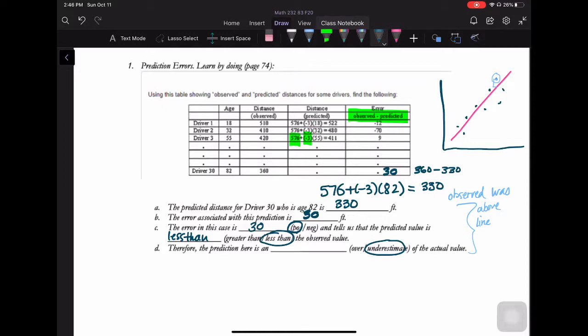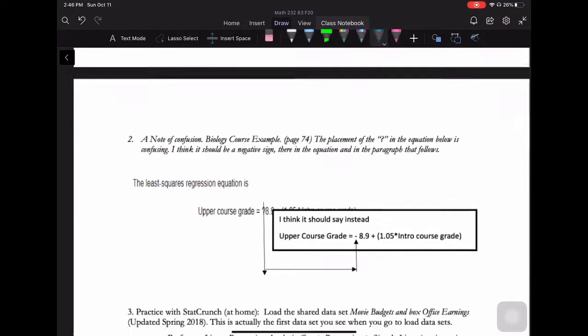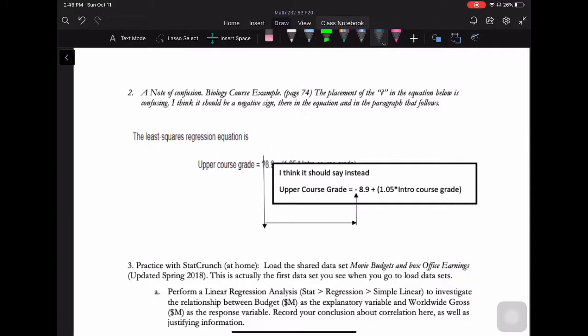Now, another thing to note is that there might be a little bit of confusion in one of the pieces of information from page 74, the note of confusion in the regression equation. There was a question mark. It looked like question mark 8.9 plus 1.05 times the intro course grade. And I believe that should have been a negative. So just FYI, that's what they were looking for there.